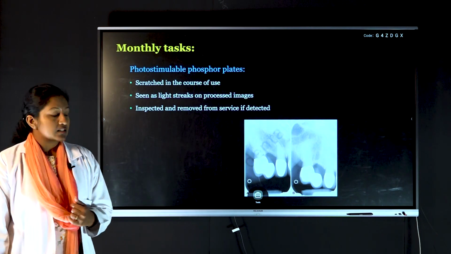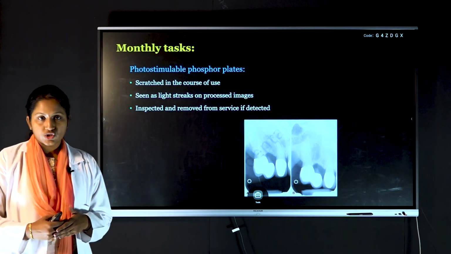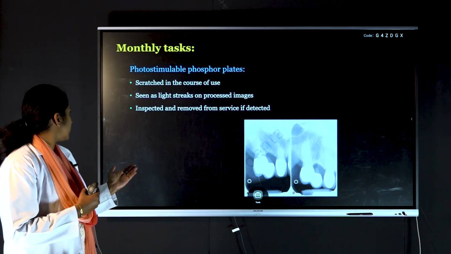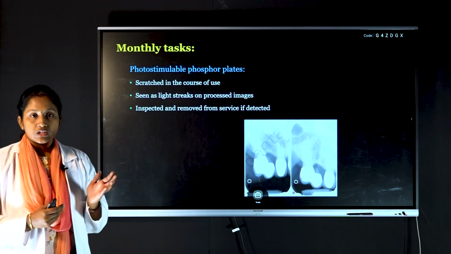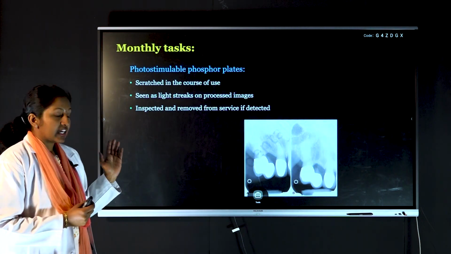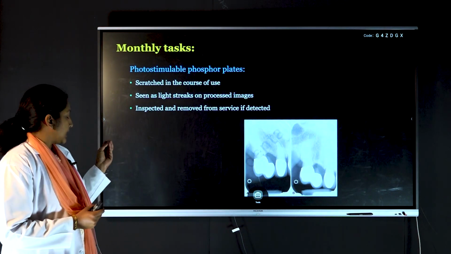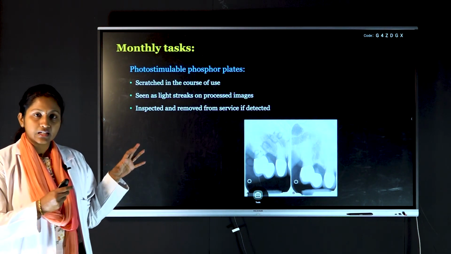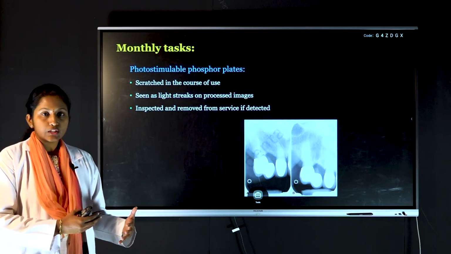Next are the monthly tasks, which include checking the digital sensors and checking the photostimulable phosphor plates. These photostimulable phosphor plates are mostly used in digital radiography. They should be checked for the presence of any scratches or damage to the plates, so that if there is any such damage, they should be discarded and replaced with newer ones.